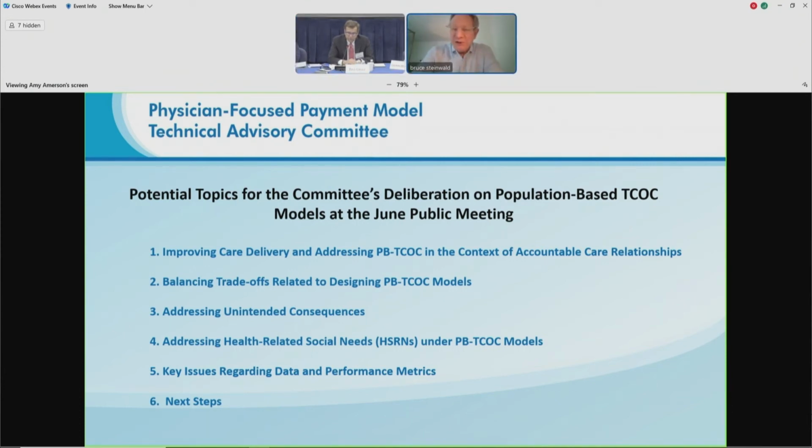Decades of research have shown that communities with robust primary care are much better off in terms of outcomes and cost per capita than other communities. And that's not even transformed primary care of the kinds that we're talking about now.